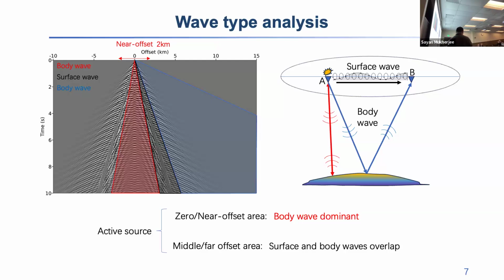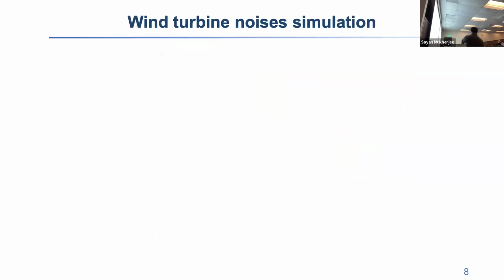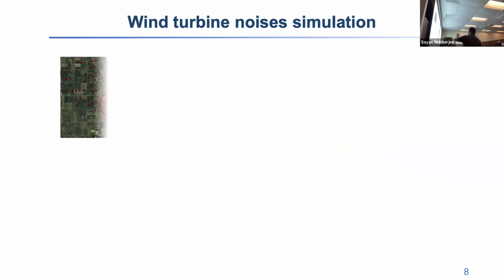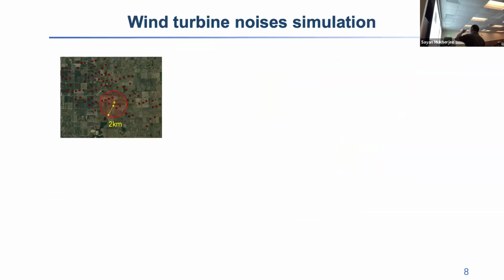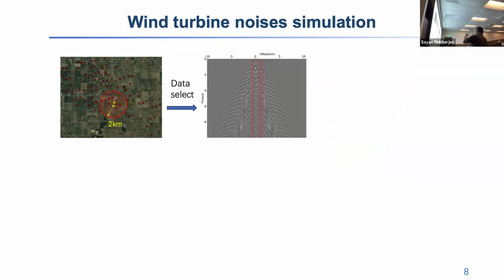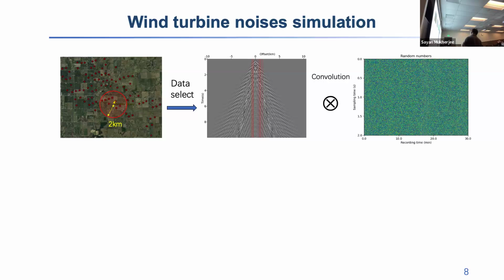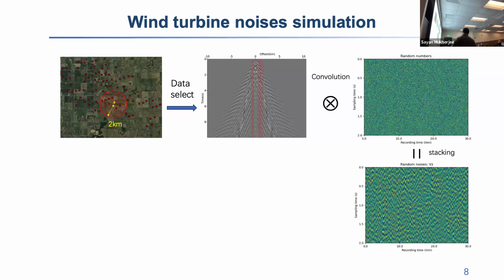How about the passive source or the ambient noise? We also do the simulation. And this is the geometry of the wind turbine and the geophone here. Based on this map, we define the near offset area, which is 2 kilometers, consistent with the active source, and refer to this distance between the source and receiver. We selected 8 traces in the near offset area, and we convolve these selected traces with random numbers and stack them together to simulate the wind turbine noise.